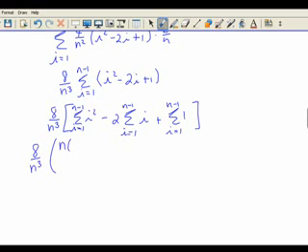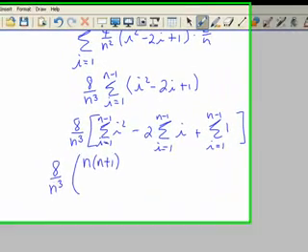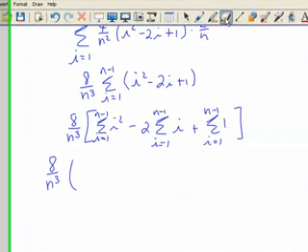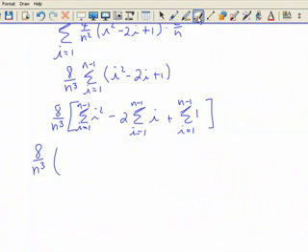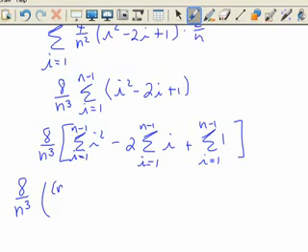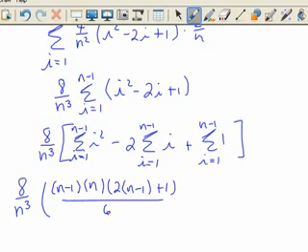the sum of i squared is n times n plus 1... Excuse me. If we're stopping at n minus 1, the sum for i squared is the upper limit, so in this case n minus 1, times the upper limit plus 1, times 2 times the upper limit plus 1. And that's all divided by 6.